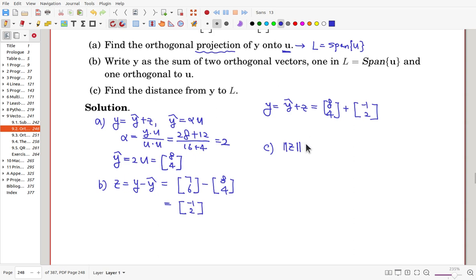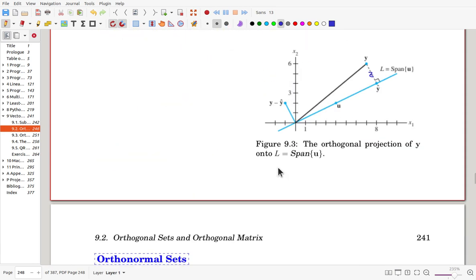Z is already known here: (-1, 2). So the square root of 1 plus 4, so it's the square root of 5. The final answer for C is square root of 5.